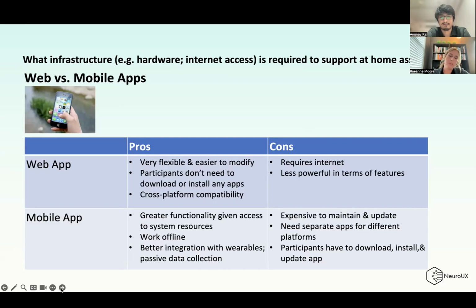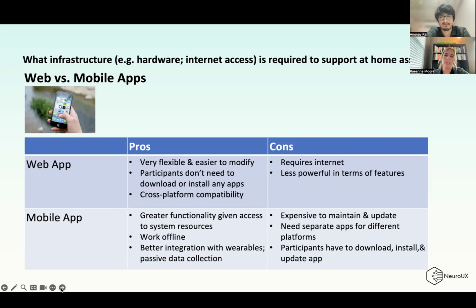Mobile apps, the advantages of that are there's a lot more functionality, given access to system resources. They can work offline, right? No internet is required. And it's easier to integrate wearables and other passive data collection with a mobile app. Some disadvantages are that different apps need to be made for different platforms.